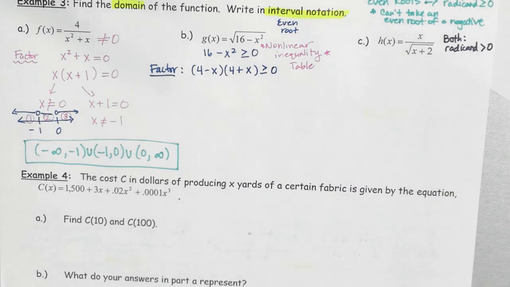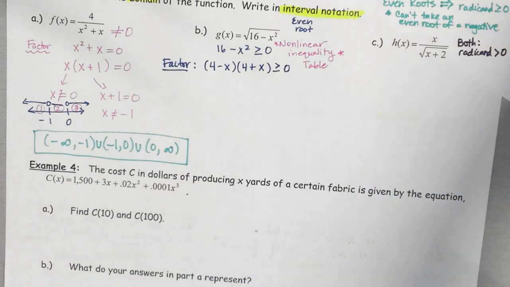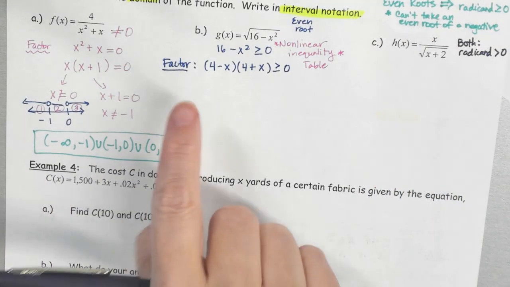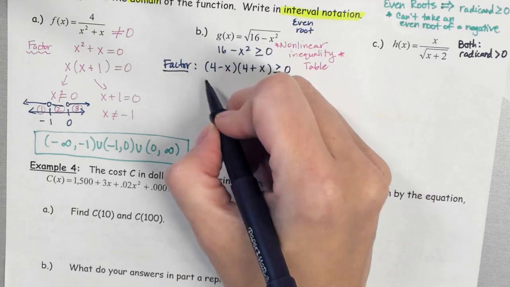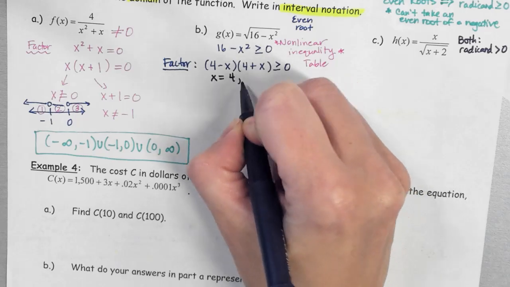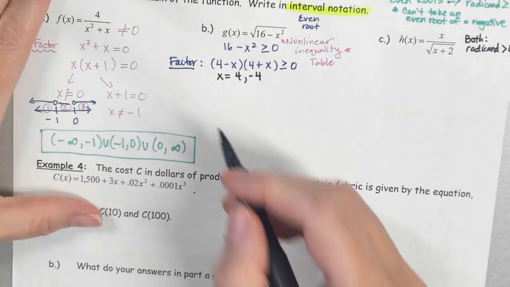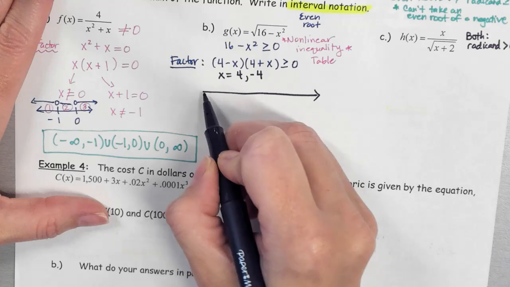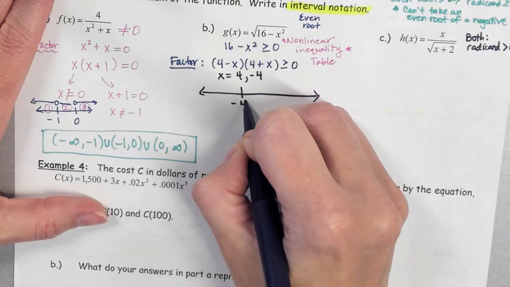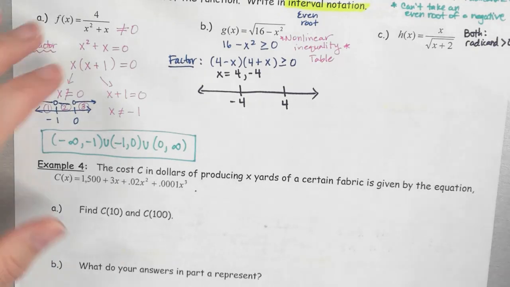Okay, so for the nonlinear inequalities, you are coming up with your key values. Your key values are just going to make this 0. So in this case, what would make this factor 0? 4. And what would make this factor 0? -4. Okay, so when you're doing your table, remember how I said you can do this with your number line? So you have -4 and then 4, and then you can write your intervals.